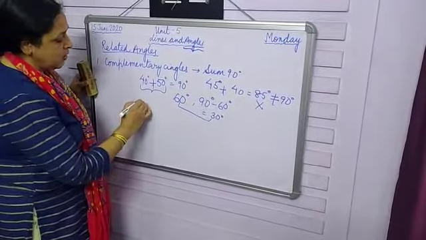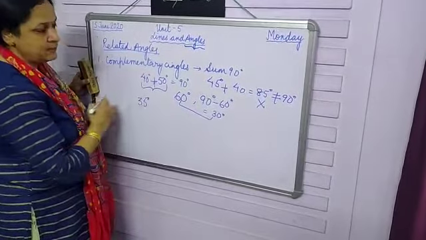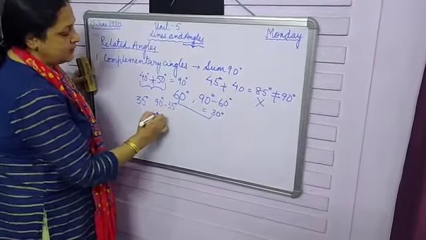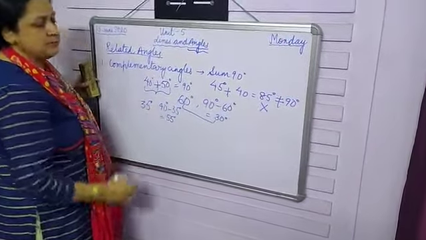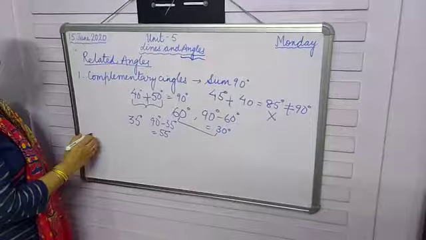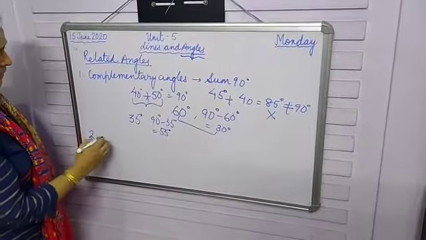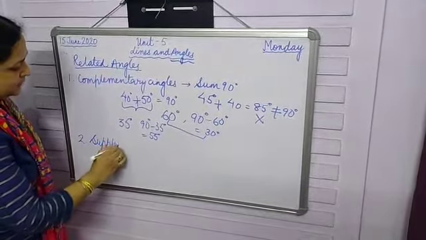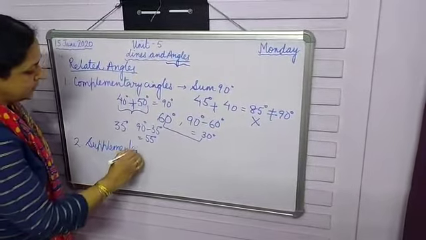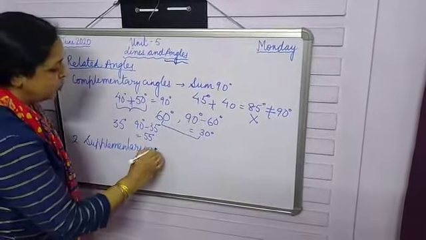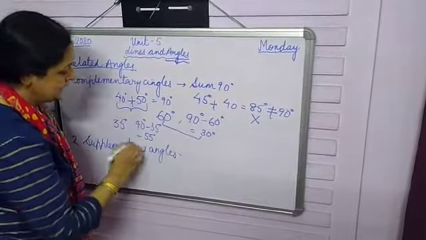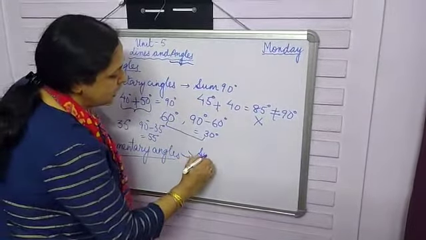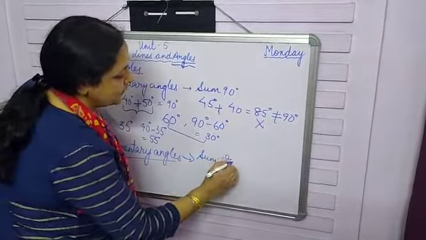Similarly, what is the complement of 35 degree? Again, it is 90 degree minus 35 degree. So its complement is 55 degree. Next type of angle which we are going to study are supplementary angles. Now what are supplementary angles? If two angles are such that their sum is 180 degree, then those are known as supplementary angles.